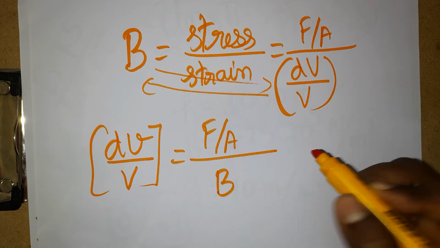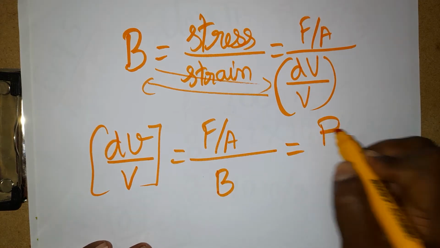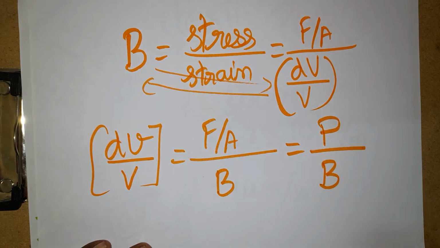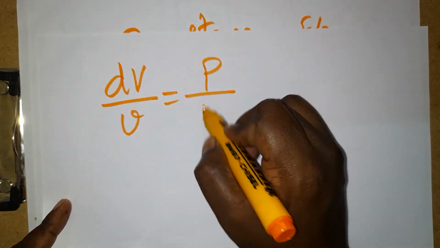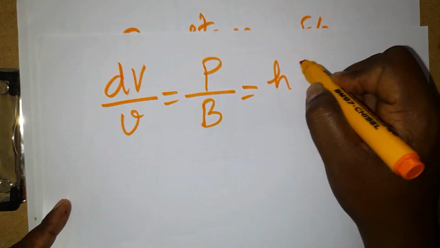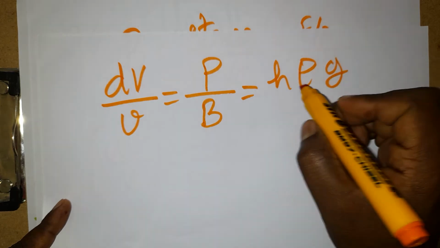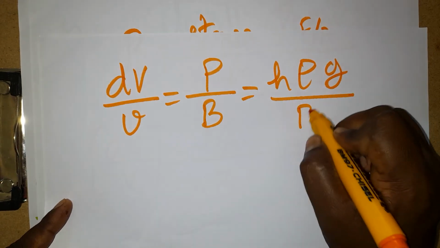What is force per unit area? We can call it pressure also. Pressure by bulk modulus, we can write like this. The same equation, I just modified it. So changing volume by original volume equals pressure by bulk modulus. What is pressure? h rho g, height, density and gravity, divided by bulk modulus.